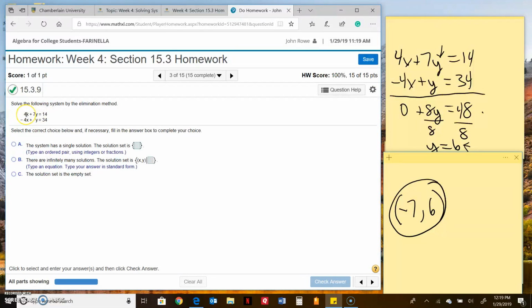So 4 times negative 7 equals negative 28 plus 7 times 6, that equals 14. So it's true on this statement here. On the next equation, we do negative 4 times negative 7 plus y, 6, that equals 34, and that's also true here.